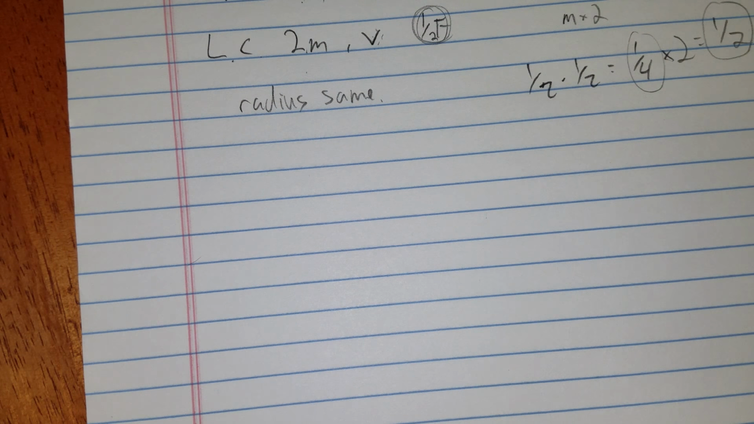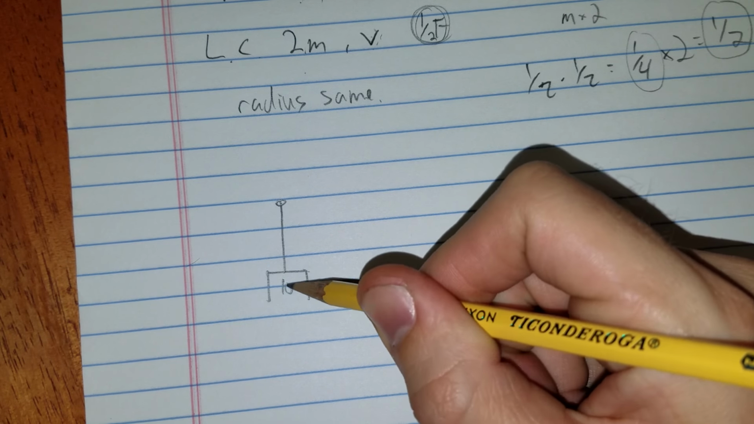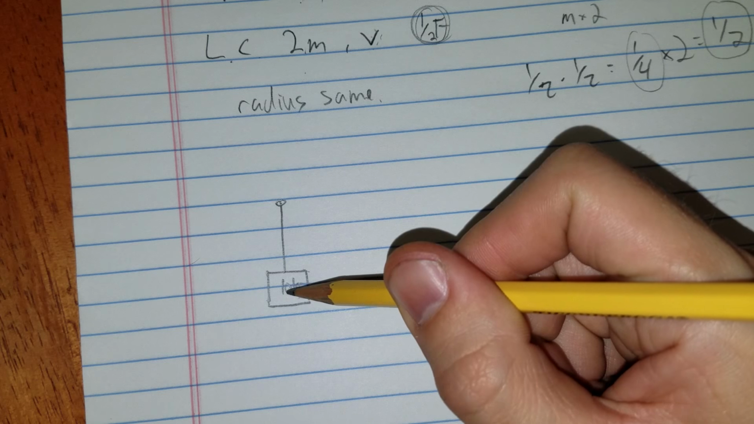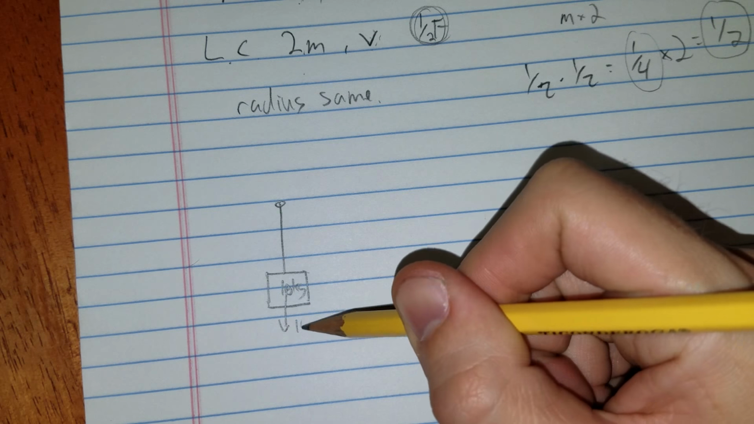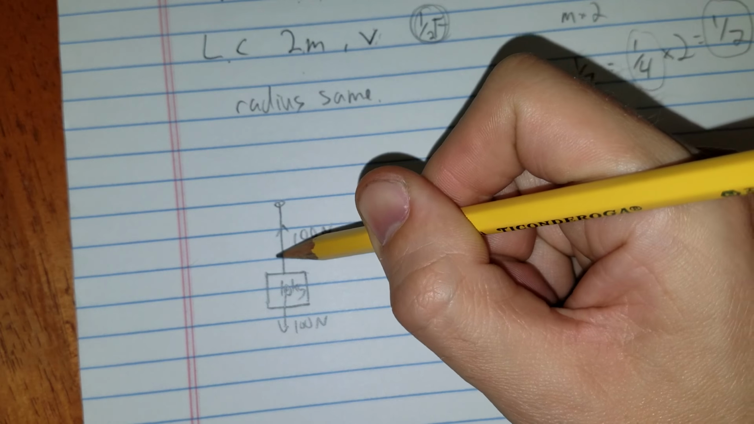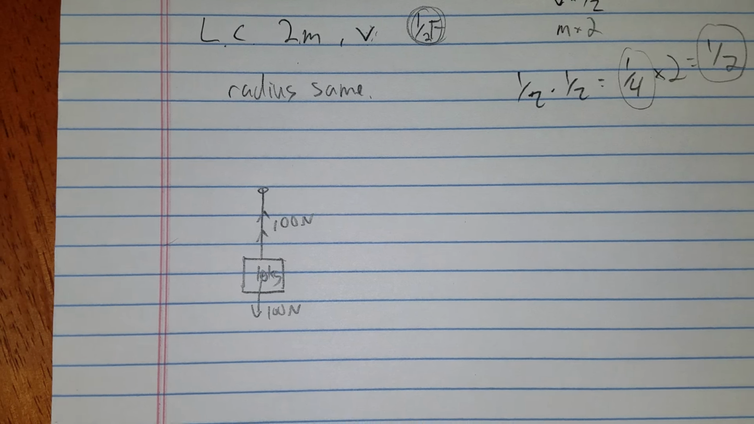So the next one I wanted to talk about really quick was the one where we have a string, and it's hanging a mass of 10 kilograms, and it says that's the heaviest thing it can support. Now, if this thing has a mass of 10 kilograms, that means its weight is 100 newtons, which means the tension in the string is also 100 newtons. So the problem tells us that that's the maximum tension force that it can support.